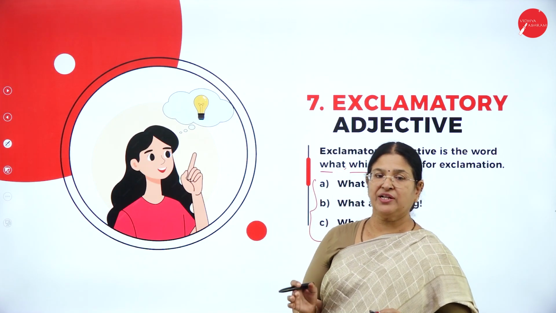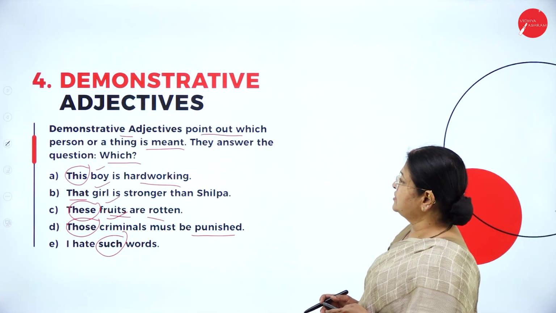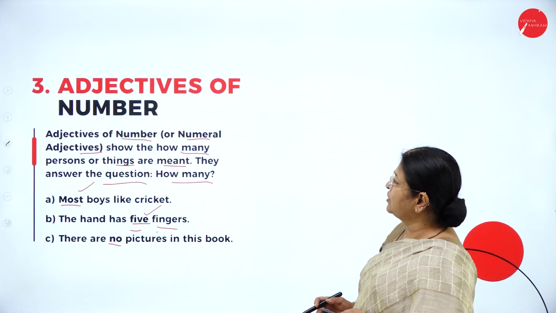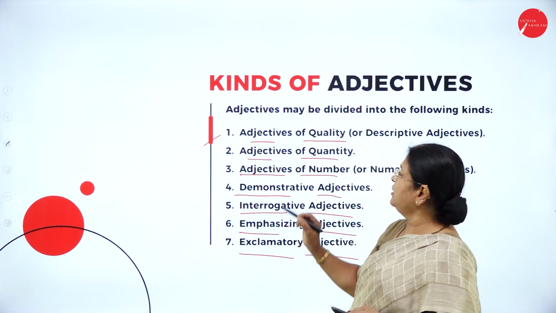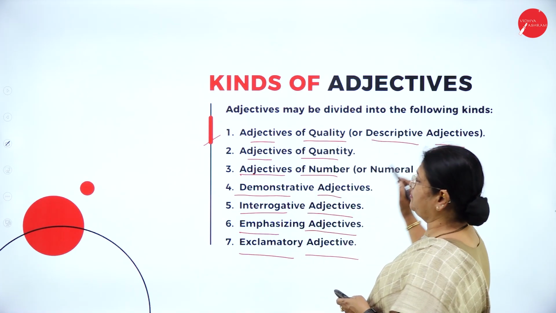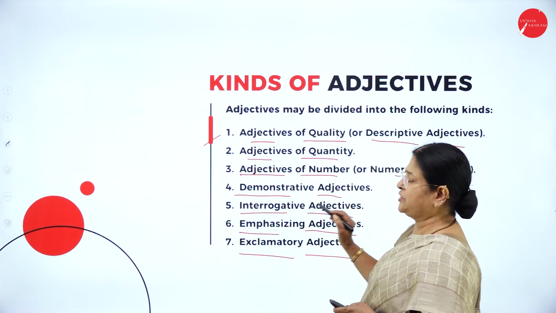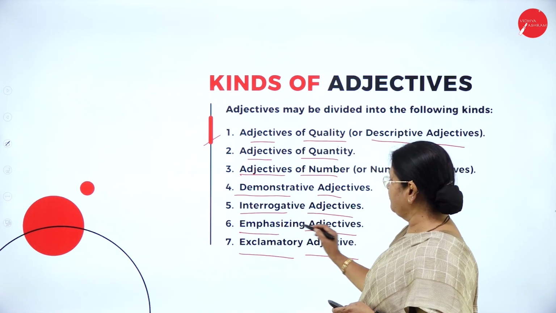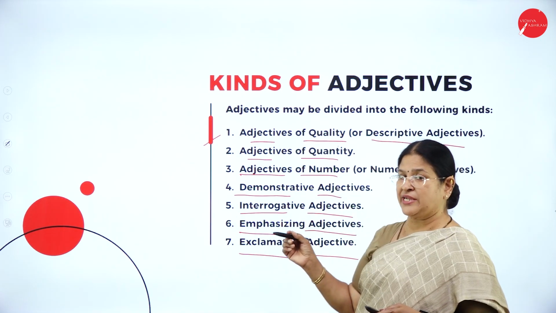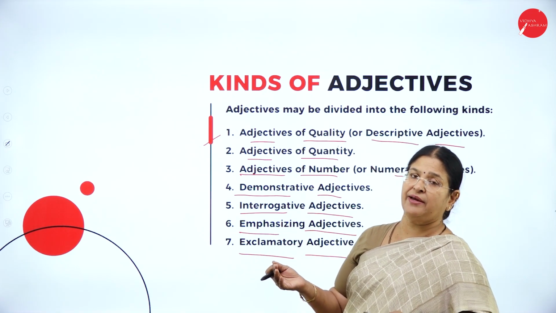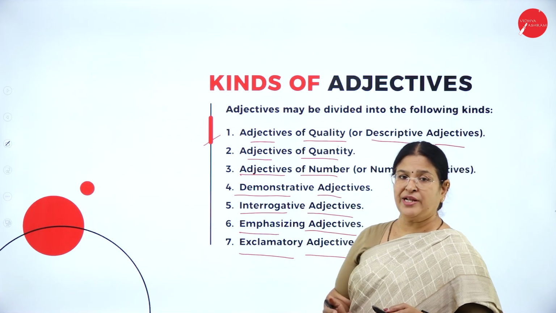So there are 7 kinds of adjectives as you already know. What are the 7 types of adjectives you come across? Adjectives of quality, adjectives of quantity. Adjectives of quality is also called descriptive adjective. Adjectives of number or numeral adjectives, demonstrative adjectives, interrogative adjectives, emphasizing adjectives, exclamatory adjectives. As you know, adjectives of number is again broadly classified into 3 types. What are they? Definite numeral adjective, indefinite numeral adjective, distributive numeral adjective.